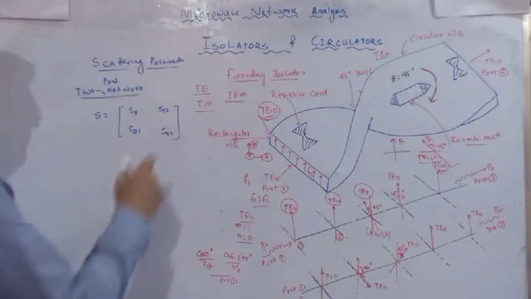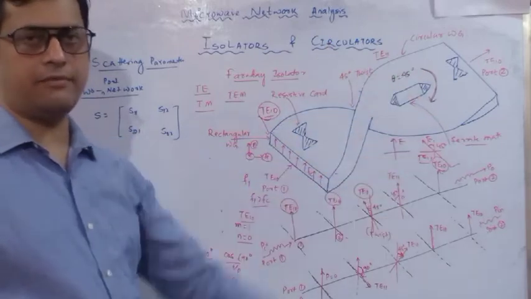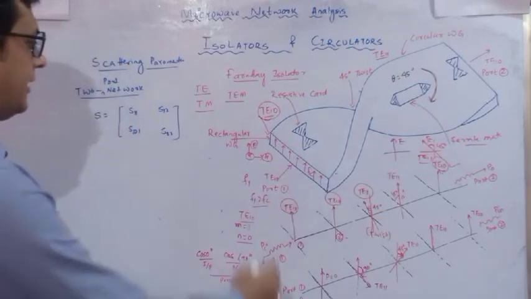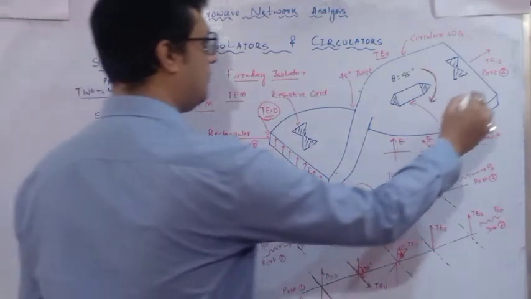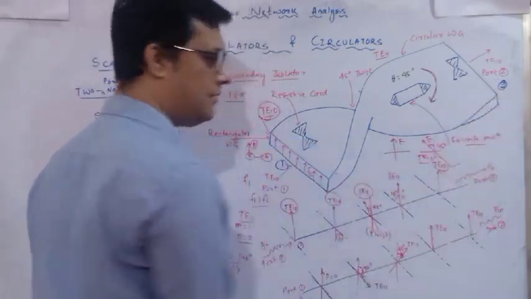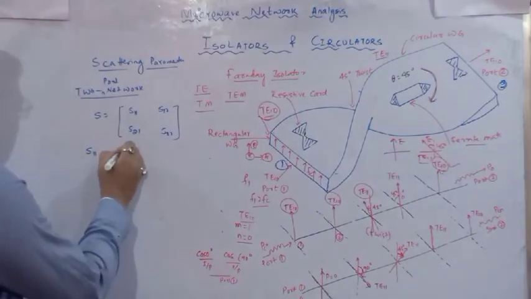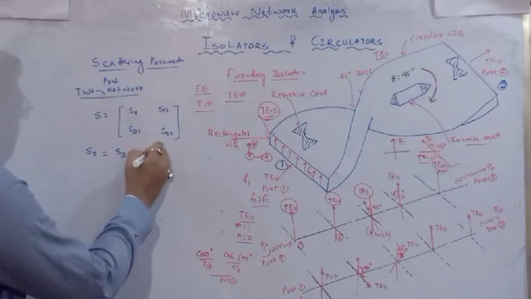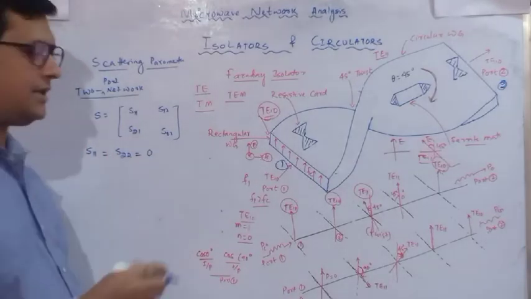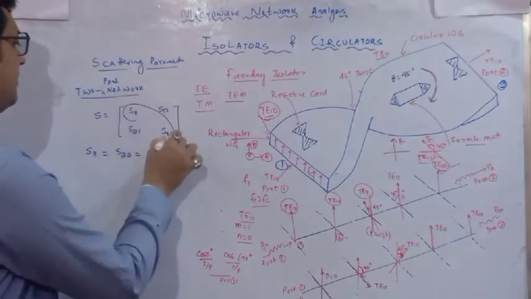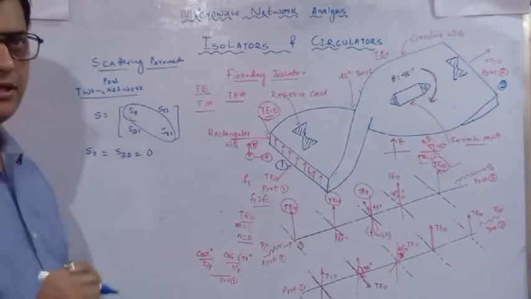Now if I want to deliver the maximum information, what should it indicate? Port 1 must be perfectly matched and port 2 must be perfectly matched. If it is perfectly matched, S11 equals S22 equals 0. Why? Because if it is perfectly matched, the diagonal elements, which are the reflection coefficients, equal 0. This is the first case.